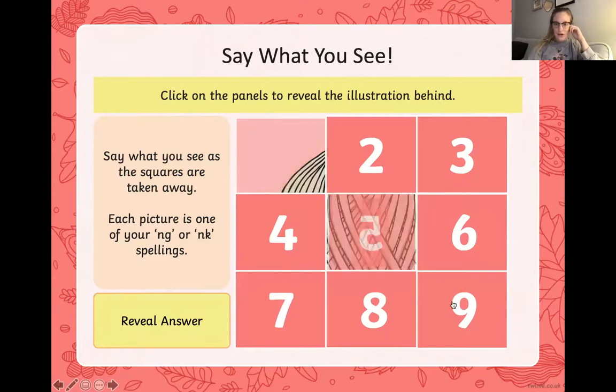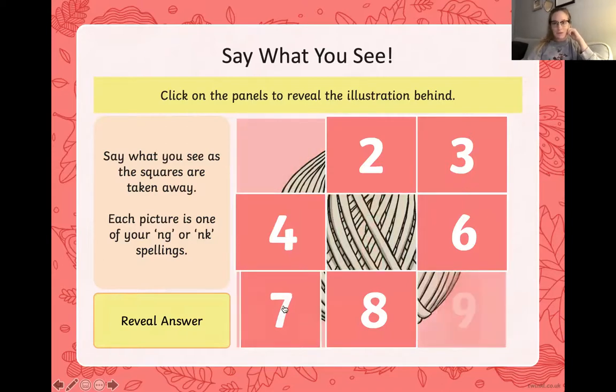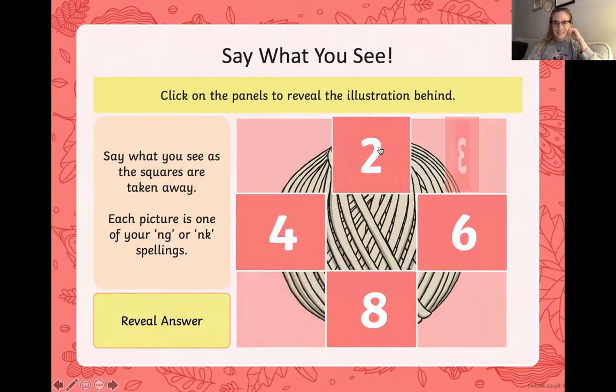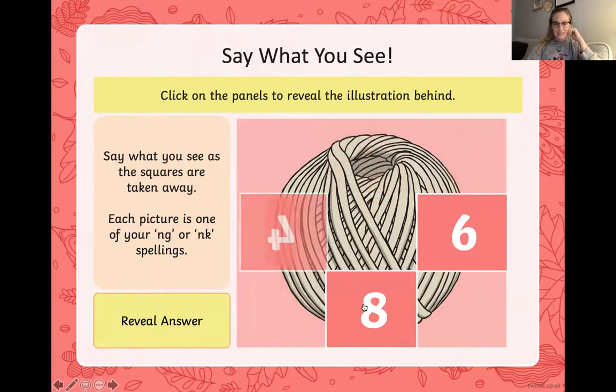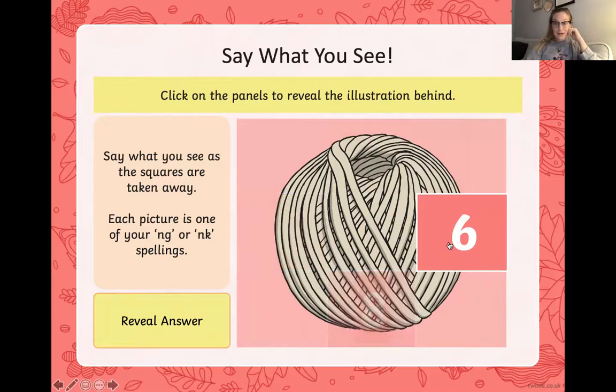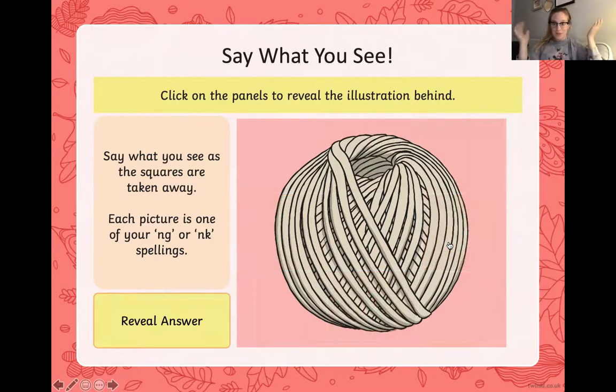Okay, let's see what we've got hiding here. Oh, you'll know this one right away. Remember to say it out loud as soon as you spot it. We have this at school. We use it a lot. Did you guess it was string? I bet you knew that one straight away.